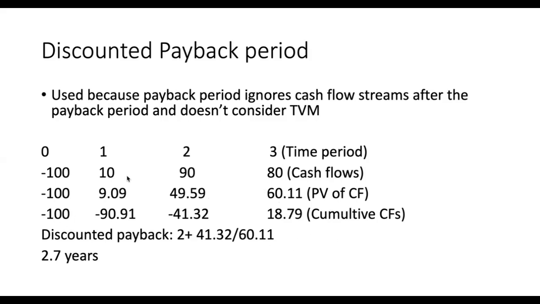That is -100 plus 9.09. So we get -90.91. Then we add 49.59, and we get -41.32. Then we add 60.11, and we get 18.79. So the discounted payback period is the whole 2 years, because we aren't able to recover the entire sum in these 2 years. And then to find the rest of the payback period, we divide the amount that is yet to be recovered, that is 41.32, by the positive cash flow of year 3, that is 60.11. And the discounted payback period turns out to be 2.7 years.